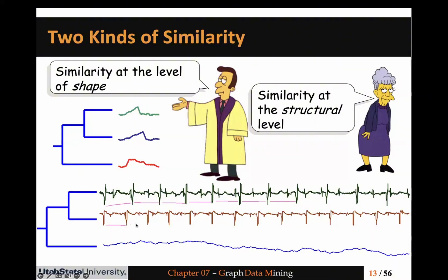Same thing can be said about the brown signal over here. These delta T's, or the time that passed between the first pattern and the second pattern and the third pattern and the fourth pattern, are almost the same. So therefore, we categorize both signals as similar in the case of structural level similarity.